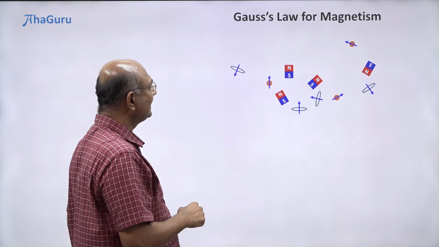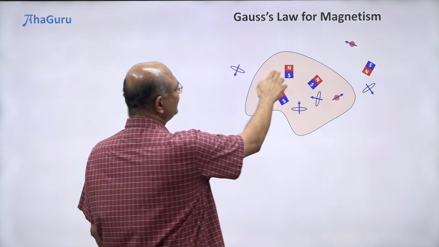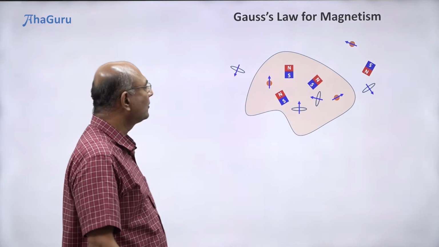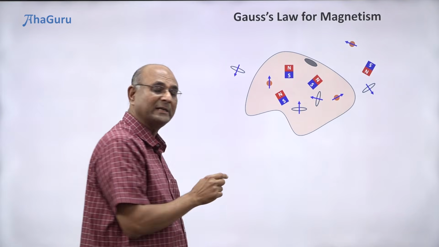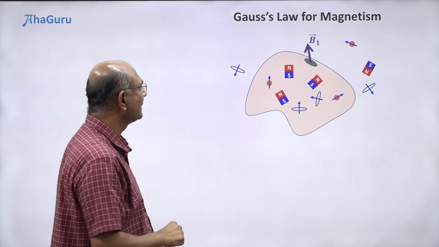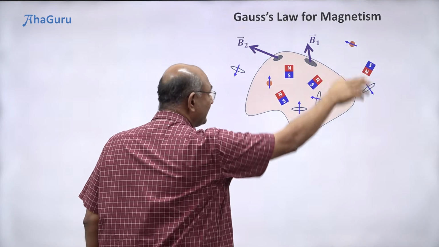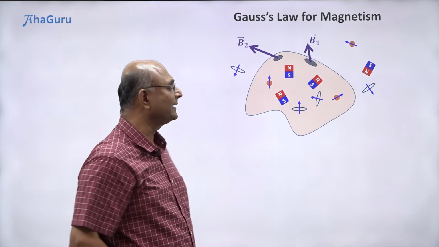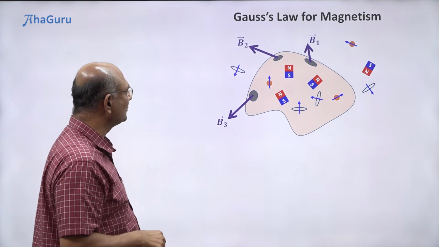Now I can arbitrarily choose a closed surface like this. So some of these magnetic objects are enclosed inside, some of them are outside. If I take this small tiny area, all of them will be producing magnetic fields there, and the net magnetic field, let us say, is like that B1 vector. Similarly, if I take this small tiny area, there is a magnetic field produced by everybody inside and outside. All the magnetic objects together produce a magnetic field B2. Similarly, if I take this, a net magnetic field of B3 is produced there.